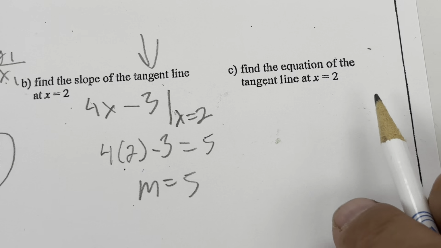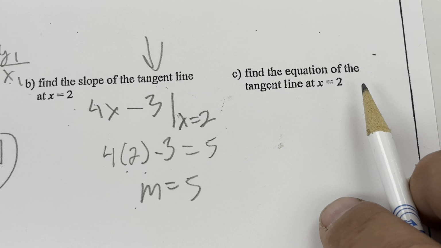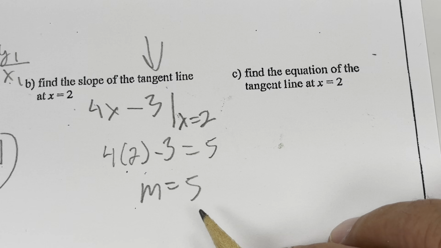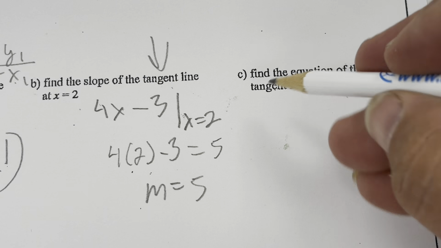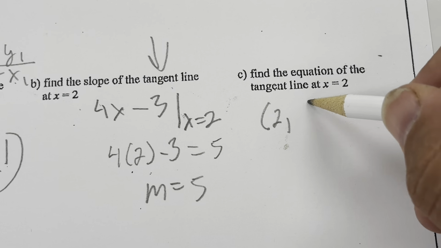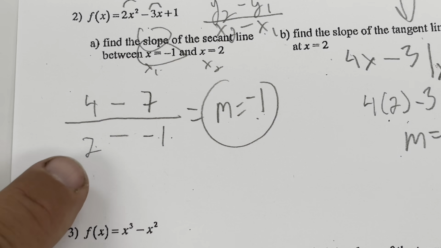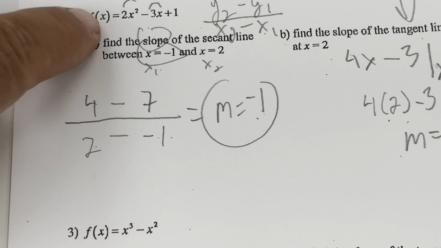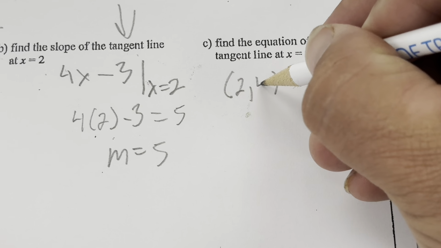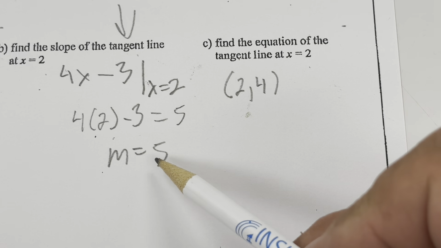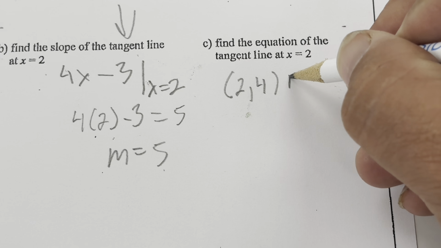Find the equation of the tangent line. Well, we already have the slope of the tangent line. And what we're going to need to do now is find out what the y value is. So I have an x value of 2. I need a y value. And we did that over here. We plugged in 2 here. So when I plugged in 2 to that equation, I got a 4. So the y value at 2 is going to be 4. And the slope we got over here by doing the derivative. So the slope equals 5.